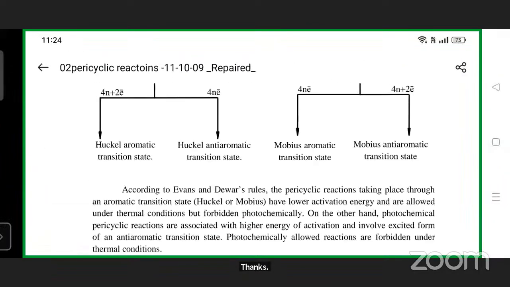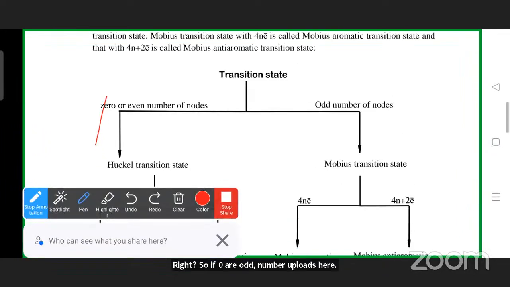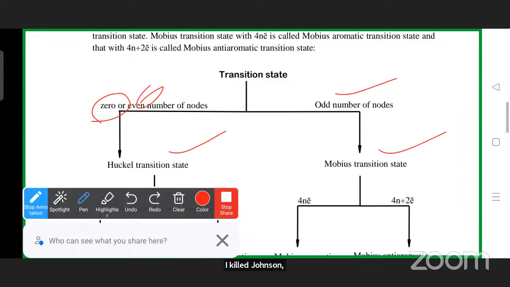Right. So if there are zero or an odd number of nodes here. Okay, so zero here, you see. There are zero, or sorry, an even number of nodes, it is a Huckel transition state. An odd number of nodes, it is a Mobius transition state here. Right. So when you do this rotation, right?